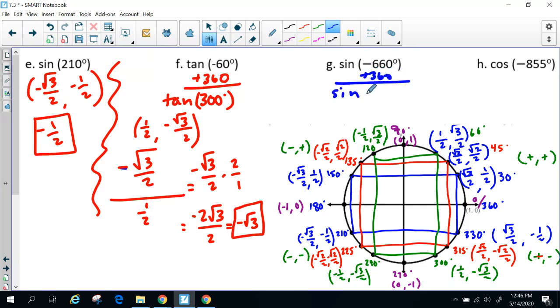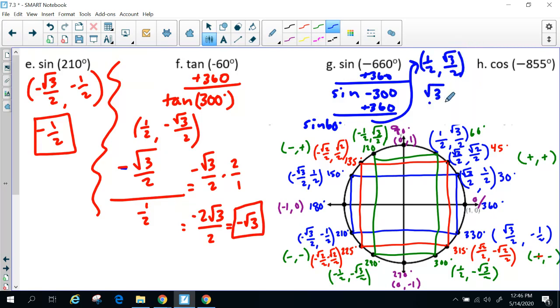That gives us the sine of negative 300. Since it's still negative, we need to add another 360. We end up with the sine of 60. Okay, if we rotated 60 degrees, that lands us at 1/2 and root 3 over 2. And our sine value is that y coordinate. So we would say here just root 3 over 2.